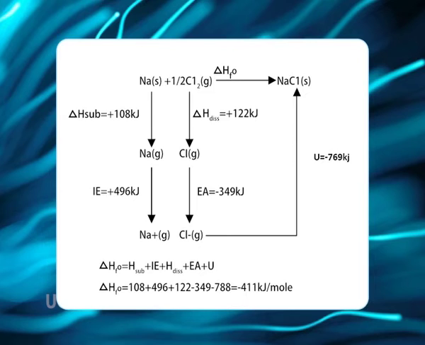Overall, in the whole cycle we have the direct conversion of sodium solid and chlorine gas into sodium chloride crystal. The energy change that takes place in the process is called the enthalpy of formation of sodium chloride. The enthalpy of formation, ΔHf, is equal to ΔH sublimation plus ΔH ionization plus 1/2 of ΔH dissociation of chlorine plus electron gain enthalpy ΔHe plus the lattice energy, that is ΔHu.